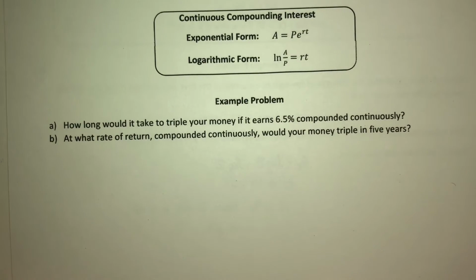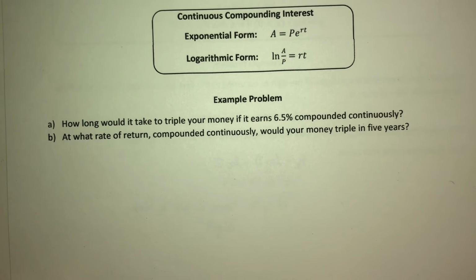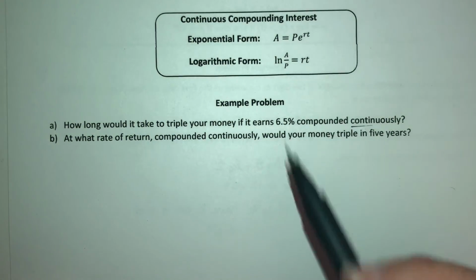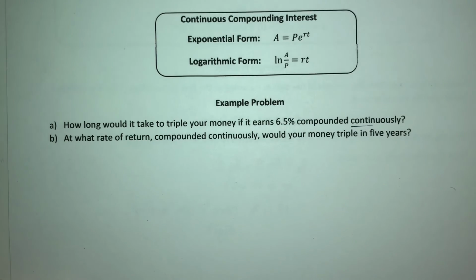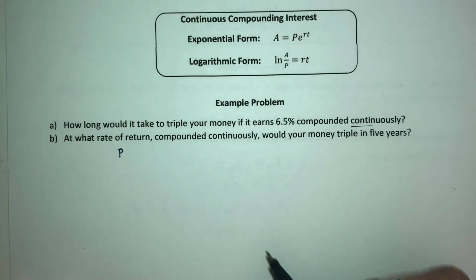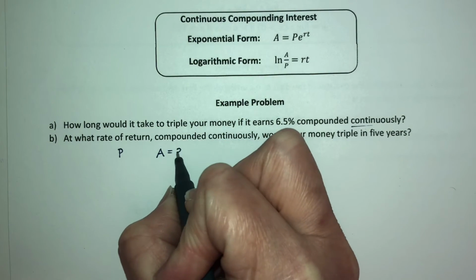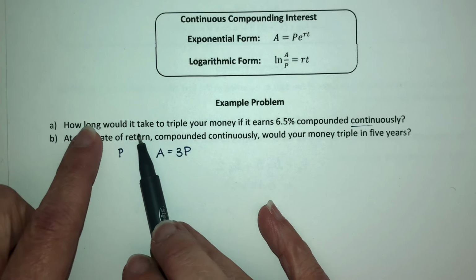So let's look at this problem. How long would it take you to triple your money if it earns 6.5% compounded continuously? So continuously is important so that I know to use these formulas. This is going to be my rate. And what I don't know, and actually it doesn't matter, I don't know what my initial value is. My principal is my principal. And I want to know how long it takes me to triple this. So my A value is 3 times my principal. Right? We want to know how long it would take, so I'm looking for t.